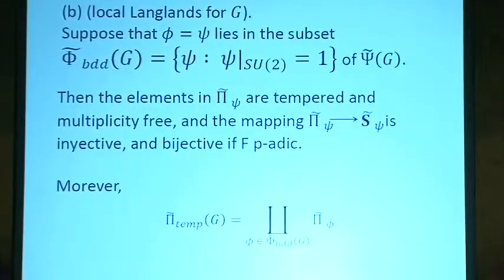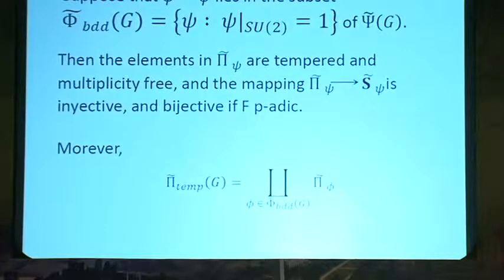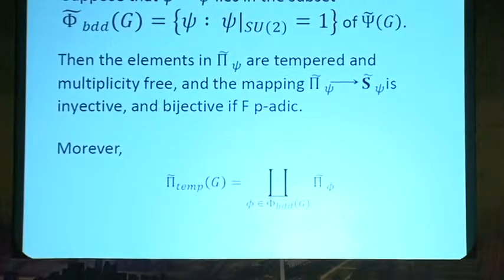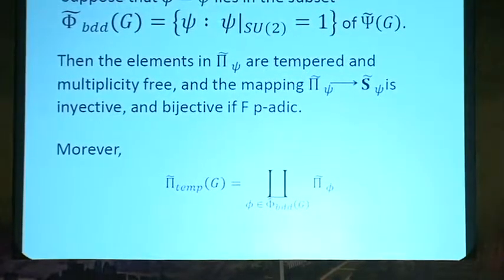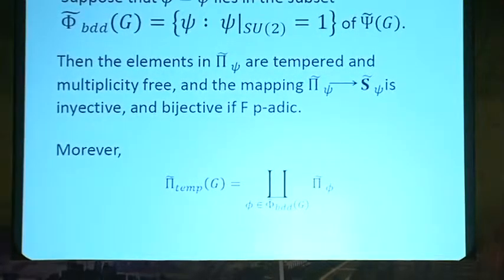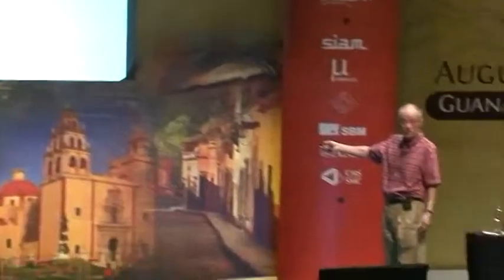And moreover, the set of all tempered representations, the ones that come into the Plancherel formula for G of F, is a disjoint union of all of these. So it's a very natural classification of the tempered representations of the group G of F. So that's the solution of the problem. That's the solution of step 2.